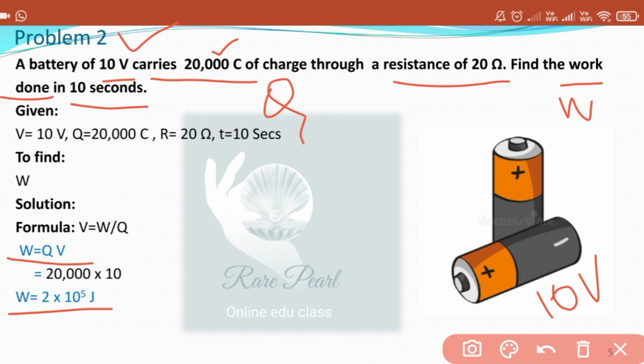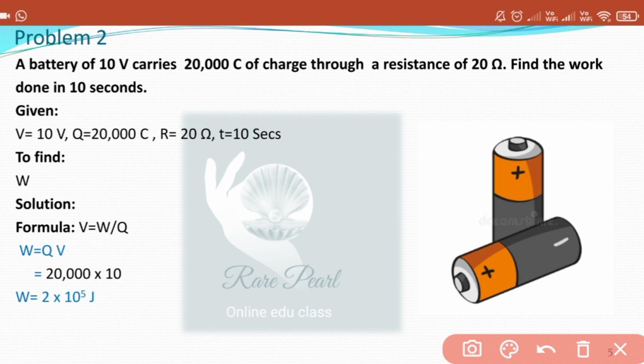You might be wondering why they have given this resistance and the time. Though it is given, we are not considering that. The quantities which are required to calculate the work done are considered. These are all data given just to confuse you. We shall see the next problem.